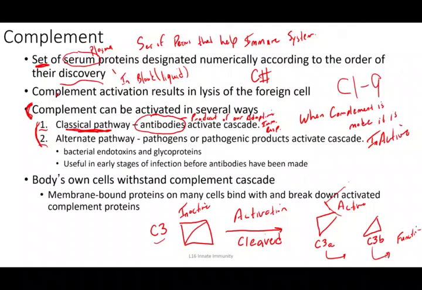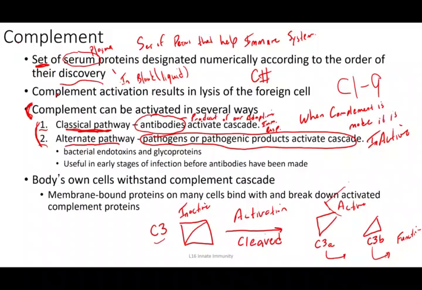Okay. The alternate pathway is going to use a different signal. And so this doesn't rely on something that our bodies produce through the adaptive response, so not antibodies, but instead, notice these are going to be from the pathogen itself. So the pathogen or products from the pathogen are going to trigger activation. And so that's what the alternative pathway is going to use as its signal.